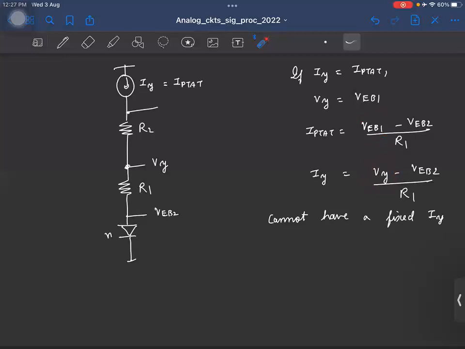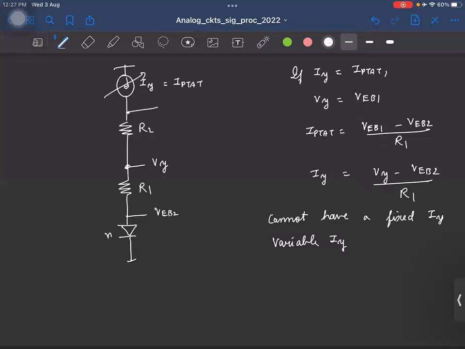Yeah, I mean, let's say feedback is the thing, but in very simple words, what would you do in a lab? You have a current source. Basically, it cannot be a fixed current source. You keep changing the current until Vy is VEB1, right? So basically, you need a variable current source. Okay. So this cannot be a fixed current source. This has to be a variable current source.